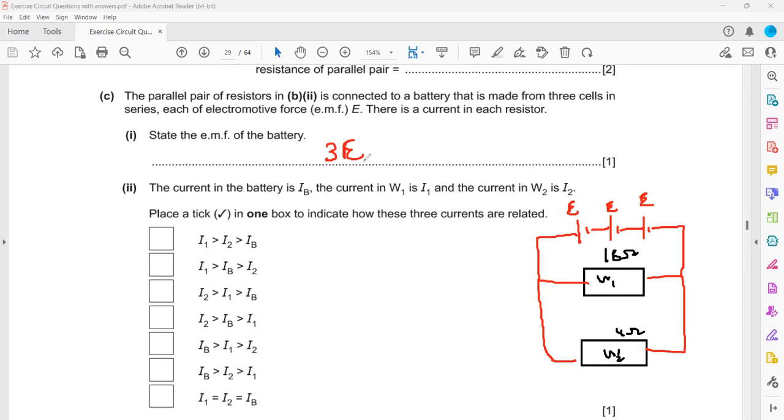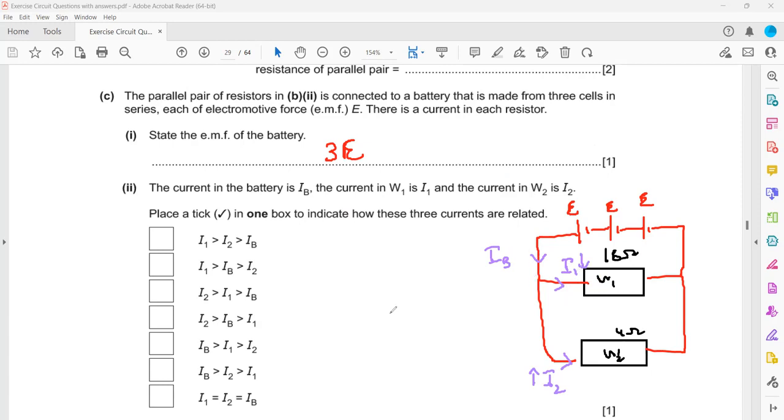Then the total current from the battery is IB. There is a current in the first resistor, I1, and a current in the second resistor, I2. In parallel, the current divides. The total current will divide between the branches. The one which has a low resistance will have a high current. So more current will flow through the second resistor, which has a low resistance, and a small amount of current will flow through I1.